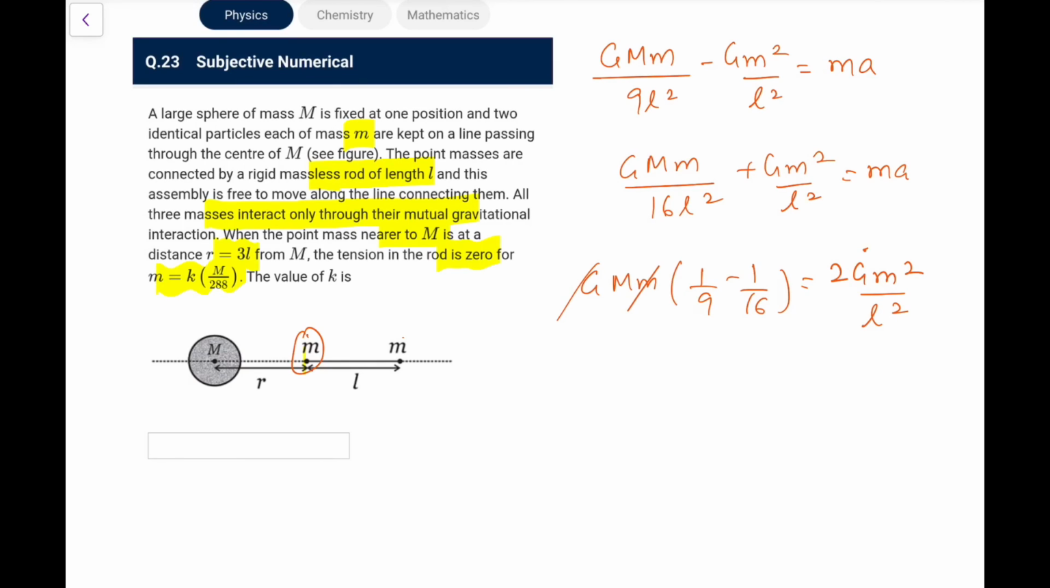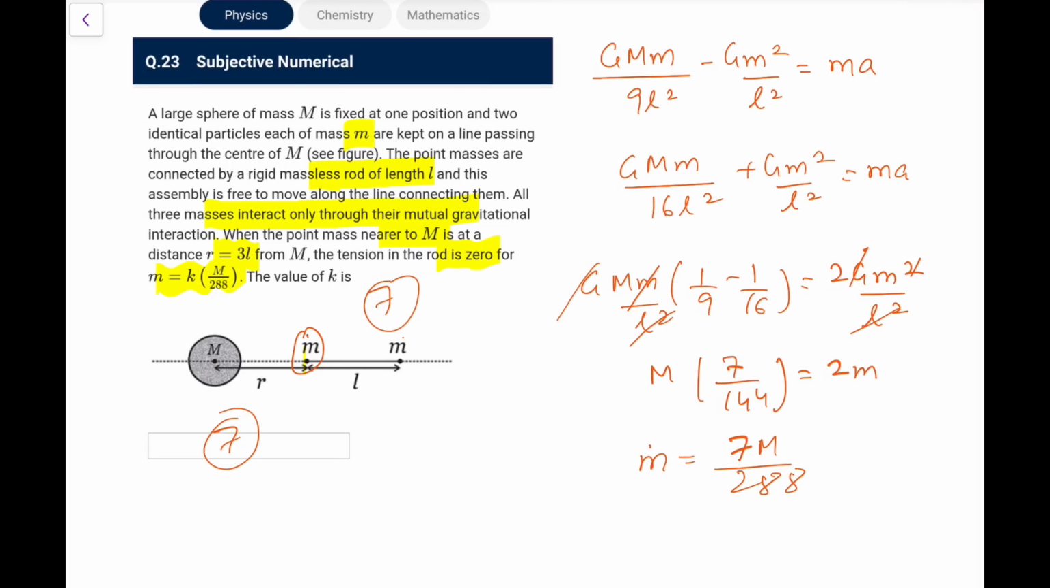So now what we have, L square cancels. M into 7 upon 144 equals to 2m, so small m is equal to, what I can write, 14M upon 288. If I have to, no, yes, 7M, not 2 is coming there, no need to do this. This would be 7M upon 288, so the value of K comes out as 7.